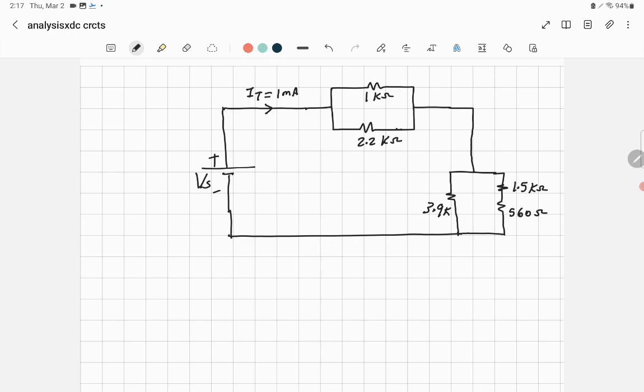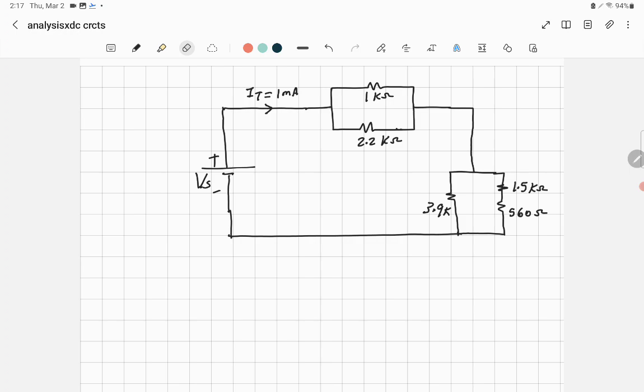That's the circuit. All resistors have their values, and I have the total current value. I don't have the value of the voltage supply, and it's required to find the voltage drop across each resistor. So how can we do that?